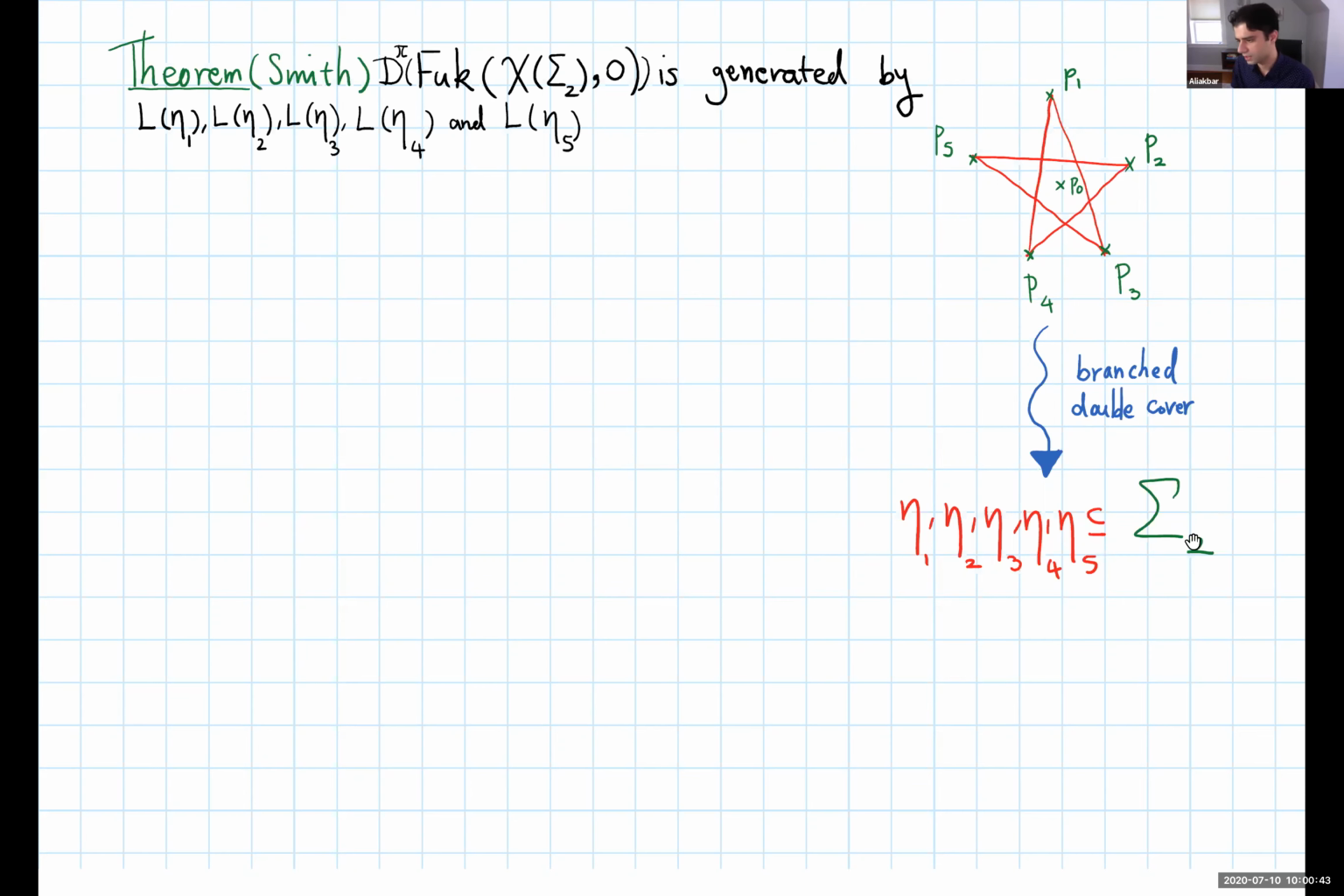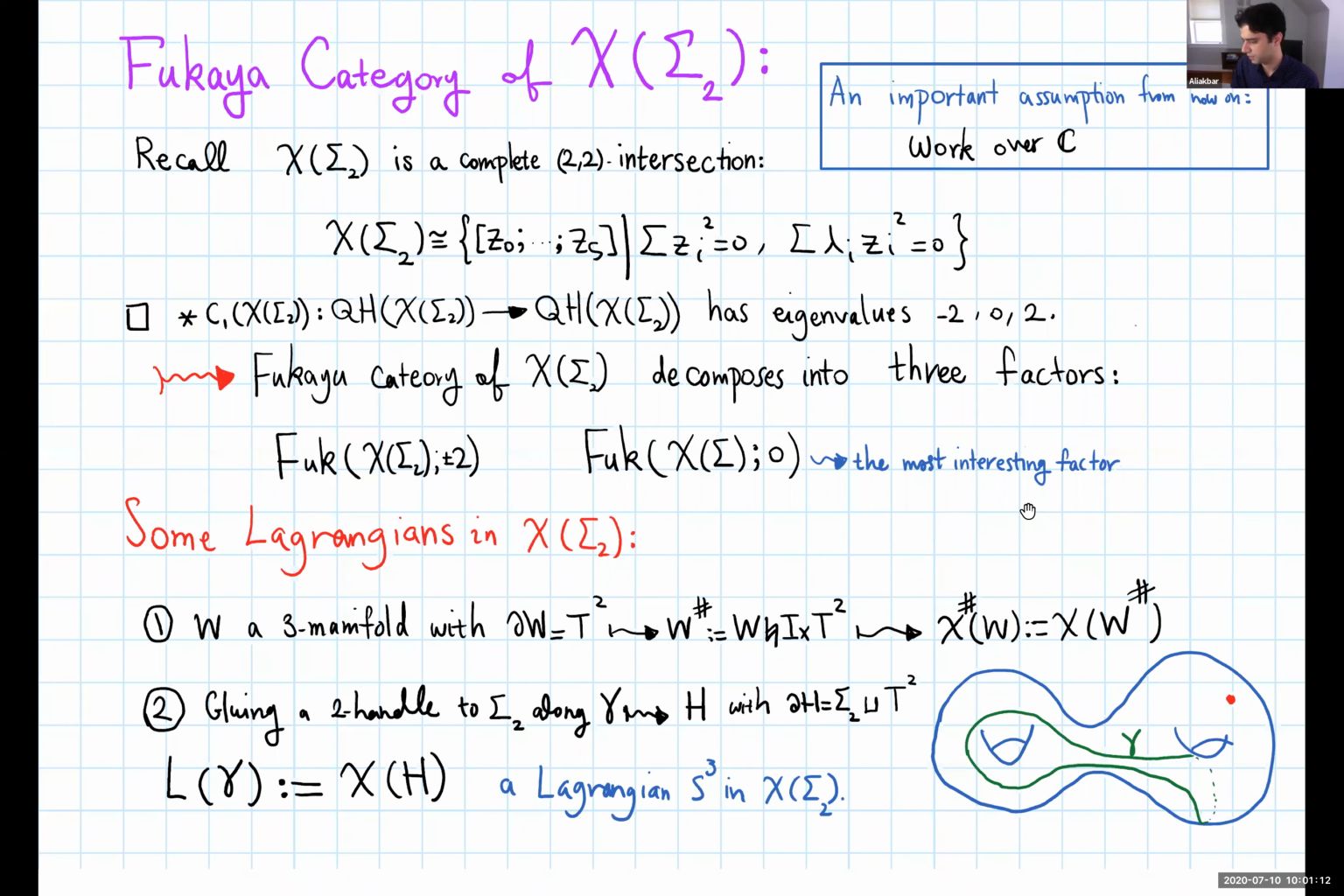There's a theorem of Wehrheim and Smith which says that the most interesting summand of the Fukaya category of this character variety, when you look at twisted complexes and then take the split closure, is generated by these 5 Lagrangians, the 5 Lagrangians which are associated to these 5 loops. Remember that from the last slide, given any loop, you can get a Lagrangian.